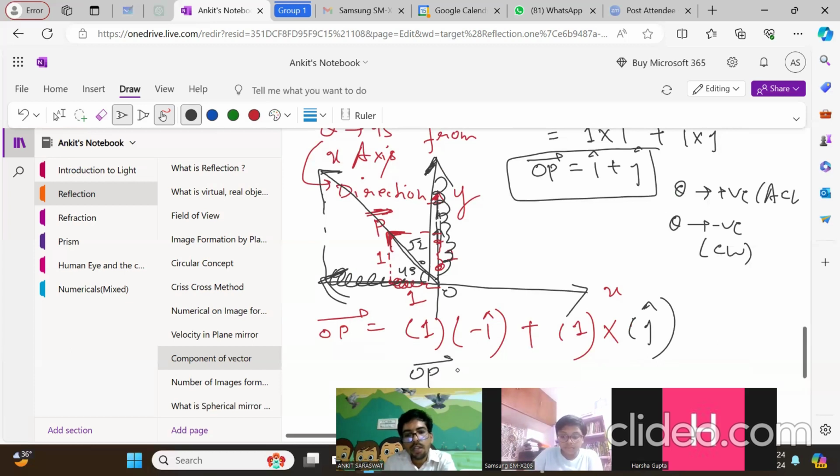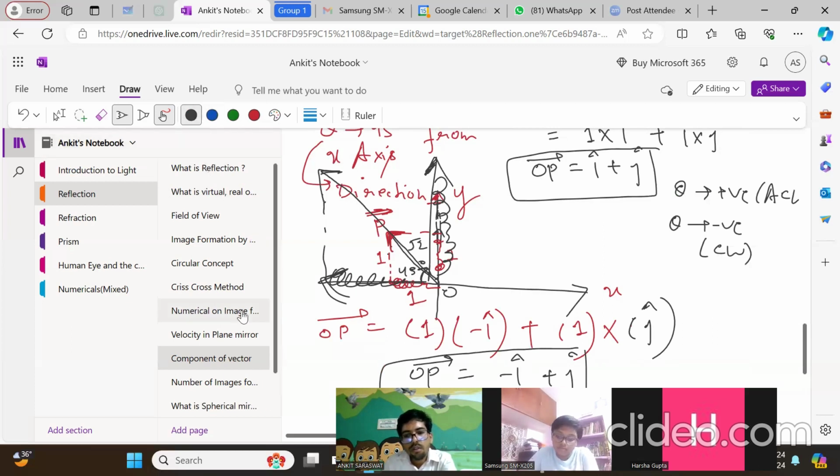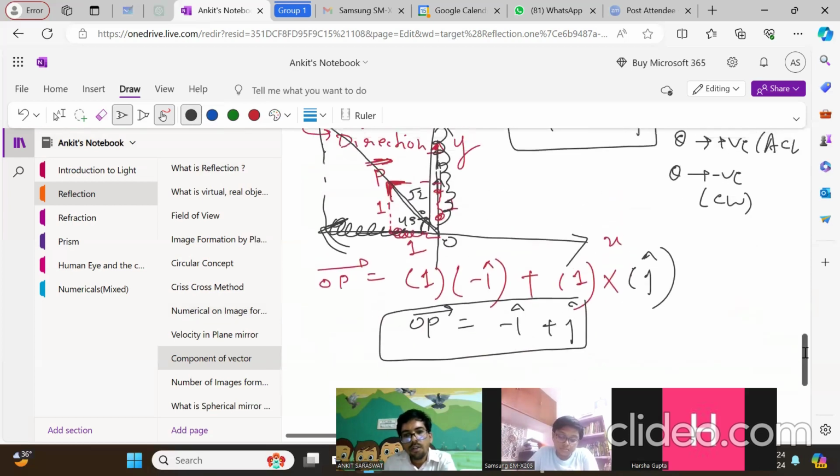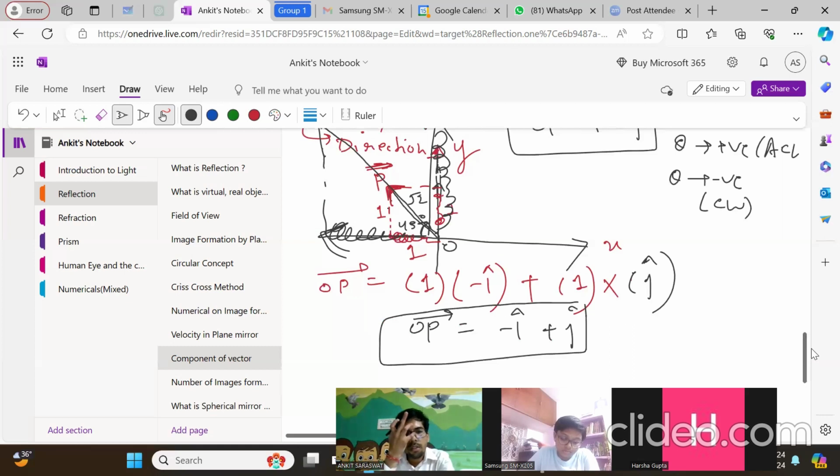I'm asking simply for the OP vector. I'm not asking for any direction right now. So minus i plus j. Clear? Yes, sir. Now this 45 degrees is in this direction. Can you see? Clockwise. So you can say this theta is 45 degrees clockwise. Clear?